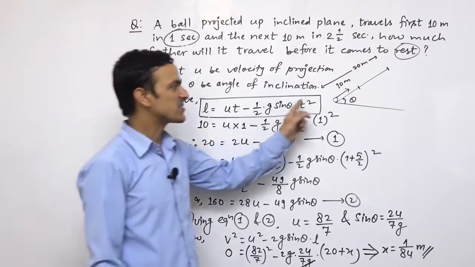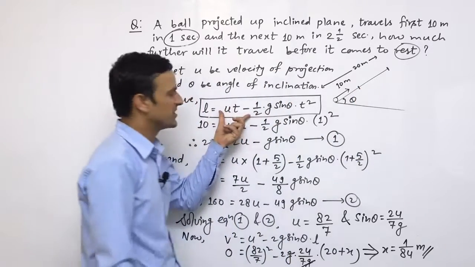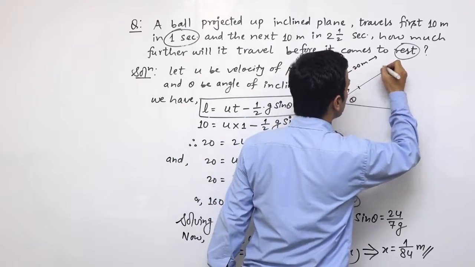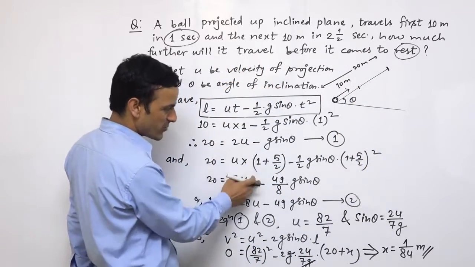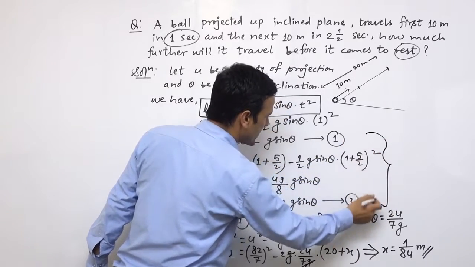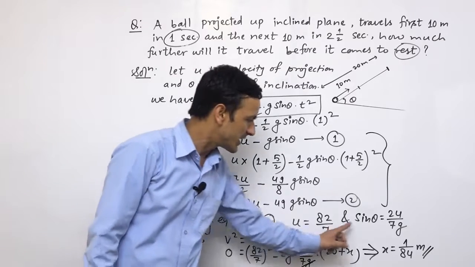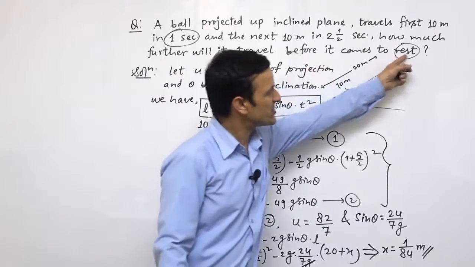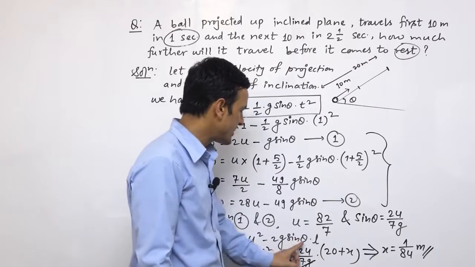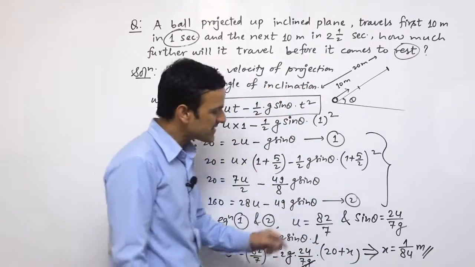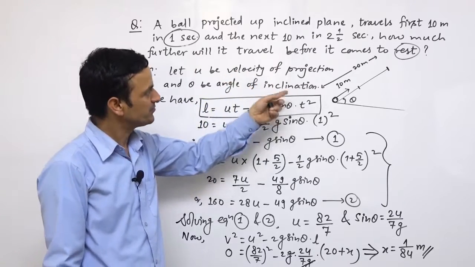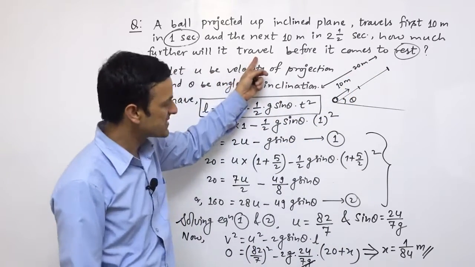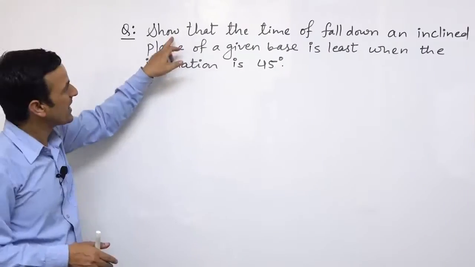So in this way, the distance traveled by this particle from this point to this point is observed by this formula. And the same distance covered by the same particle from starting to ending, that means 10 plus 10, 20 meter, is observed by this formula. After solving equations 1 and 2, we can solve here, and finally we get the value of u and sine theta like this. Our final velocity will be 0 because it will be at rest finally. So after substituting the u and sin theta values, we get the value of x. X is the distance covered by the body after 20 meter. So this is the total distance: 20 meter already covered, plus x, the further distance which can be moved by this ball. Now we can see this question.